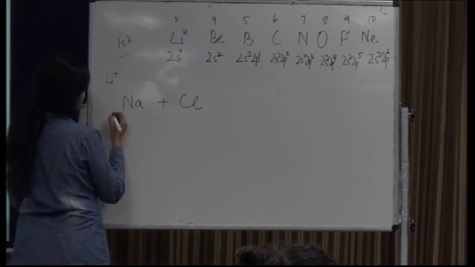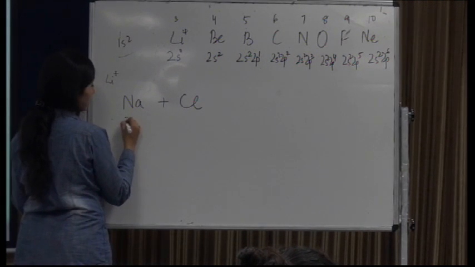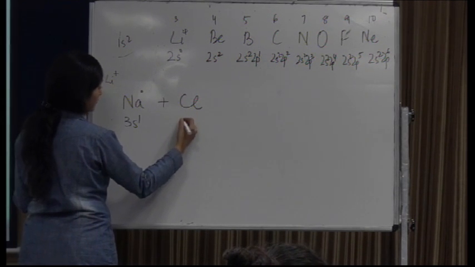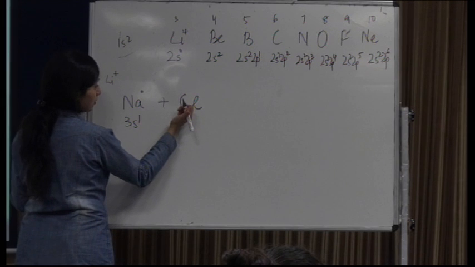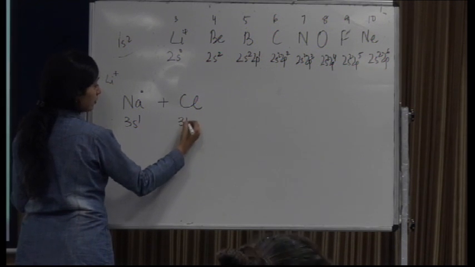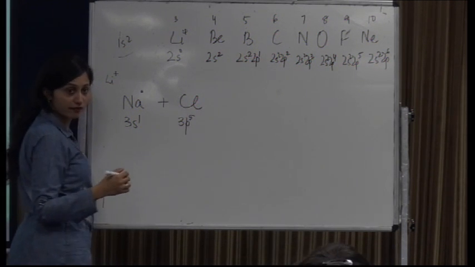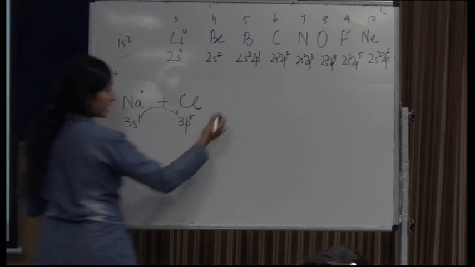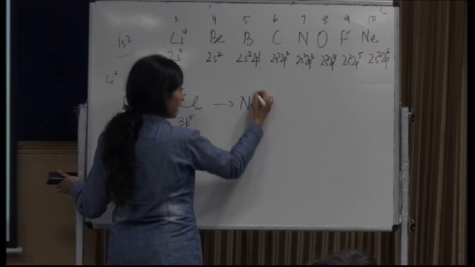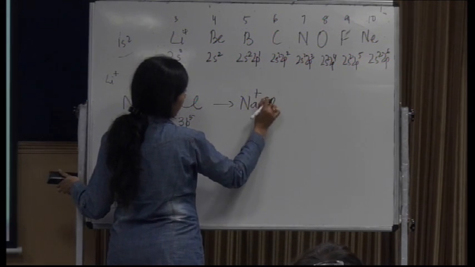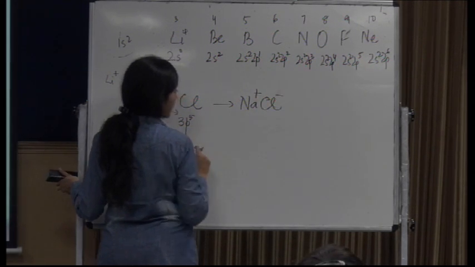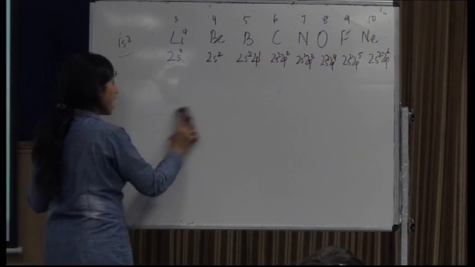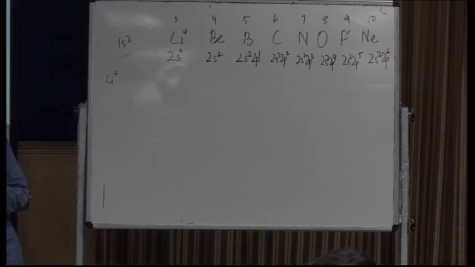ठीक है? What is your Na? That is 3s1. It has one valence electron, and Cl is 3p5, right? 3p5 na? So it will have a tendency to take this electron up. So Na will completely give it, it will form Na plus, and Cl will completely take it, so it will become Cl minus. So basically this kind of a bond is known as an ionic bond or an electrostatic bond.